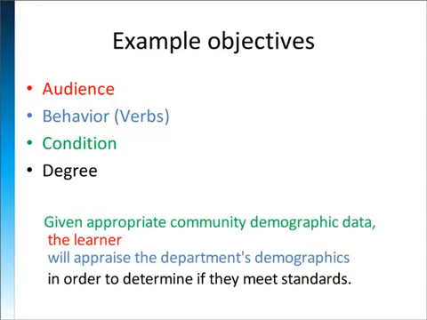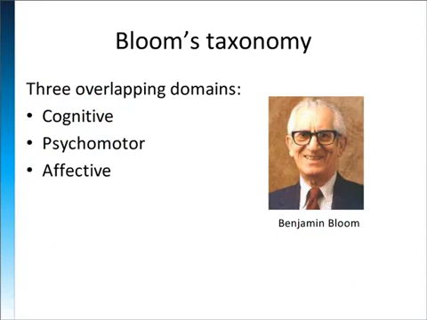Given appropriate demographic data, the learner will appraise the department's demographics in order to determine if they meet standards. This is an example that reorders things, and the order is unimportant. What's important is that the performance objective contains the subcomponents. As you write performance objectives, consider the type of learning that you're trying to encourage.